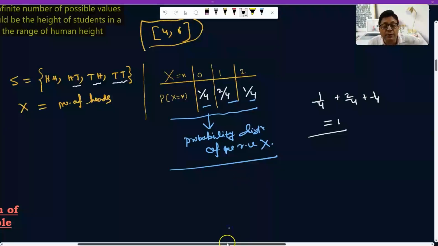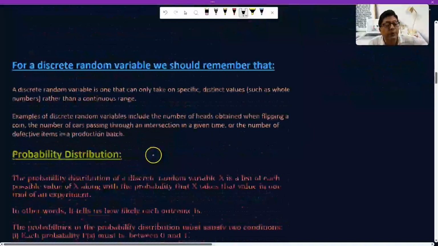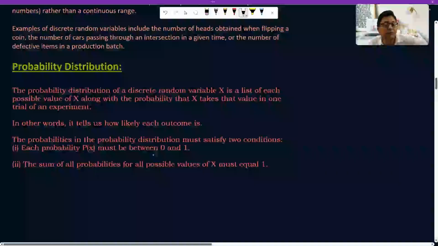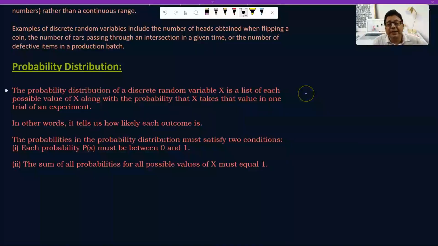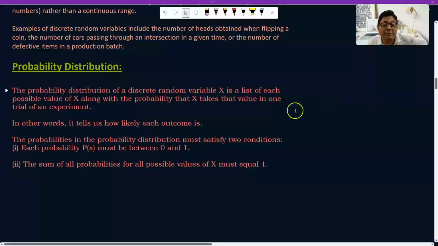So let me go for the formal definition of the probability distribution now. For a discrete random variable x, it is a list of each possible value of x along with the probability that x takes that value in one trial of the experiment. We'll solve many examples. Don't worry if the previous example is not very clear. I'm going to take so many examples for you. You'll definitely understand. So in other words, this will tell us how likely each outcome is.